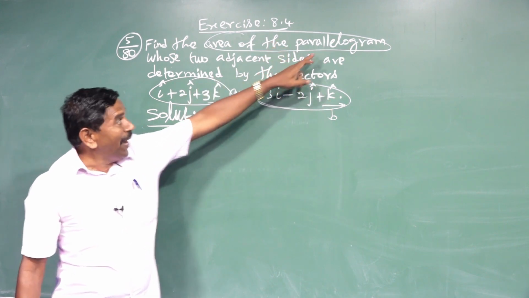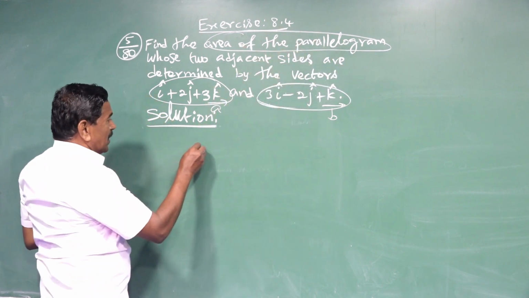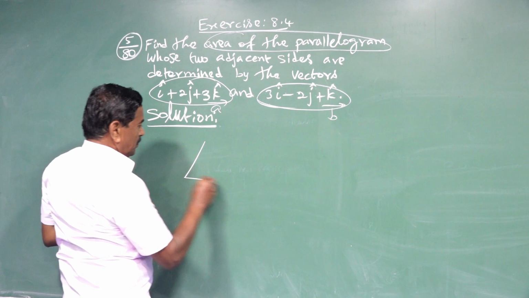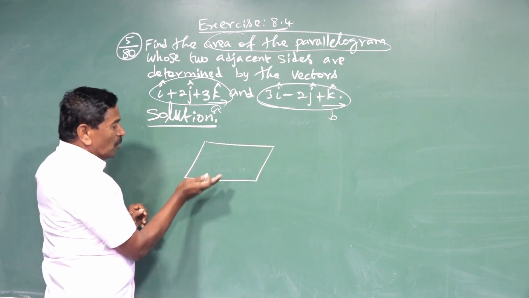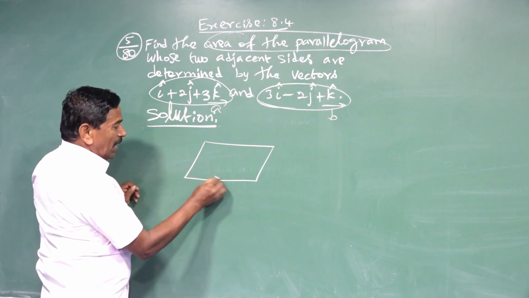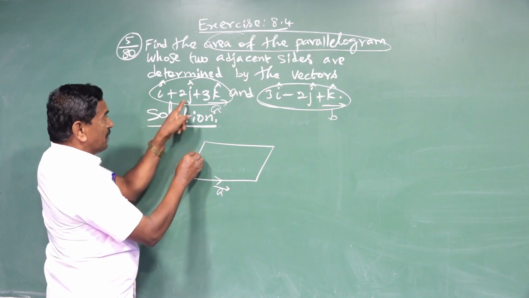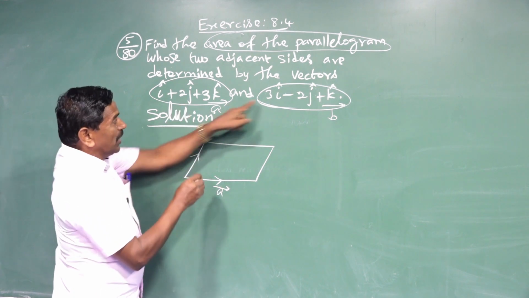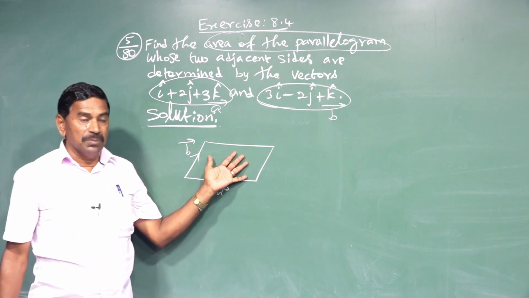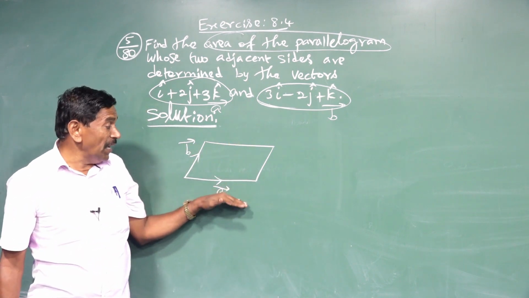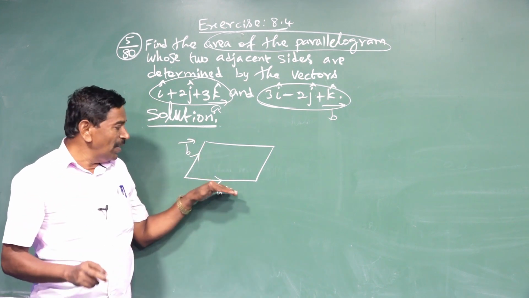And here, parallelogram, that is important. What is a given parallelogram? Listen, given that parallelogram, area of the parallelogram whose two adjacent sides are given. Let A vector be one adjacent side, and the second one is B vector. Now can you tell me what the area of the parallelogram with adjacent sides A vector and B vector is given by the formula?